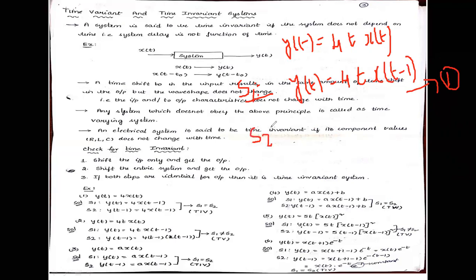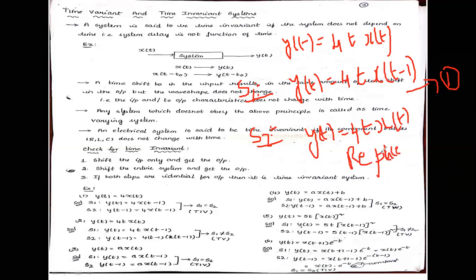In step 2, what you have to do? The entire system is shifted. The entire system is shifted in the given equation. The y of t is equal to 4 into t x of t, which means replace.